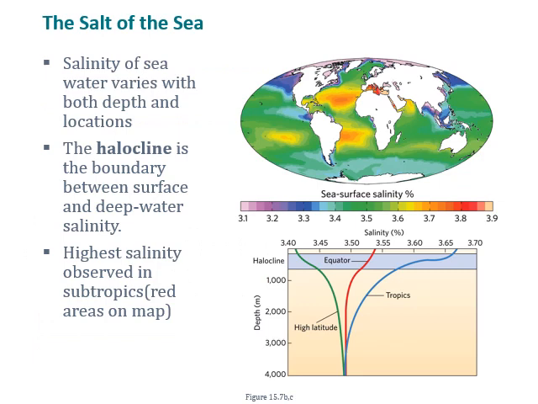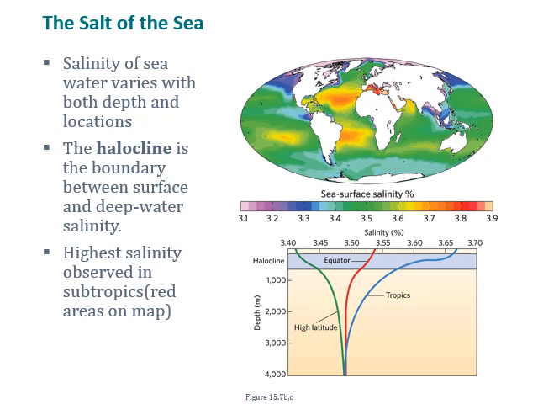Salinity of seawater varies with both depth and location, and can be defined by this thing called the halocline. This is the boundary between the surface and the deep water salinity, and the halocline exists between about 1 and 1,000 meters, and it's the same everywhere on Earth. However, the halocline is much stronger in certain latitudes than in others.